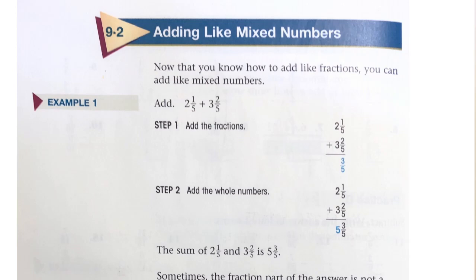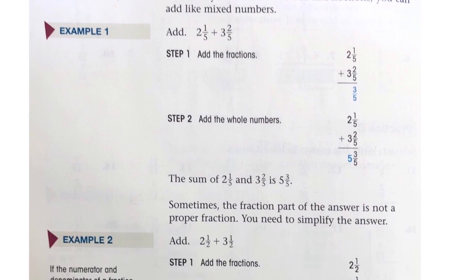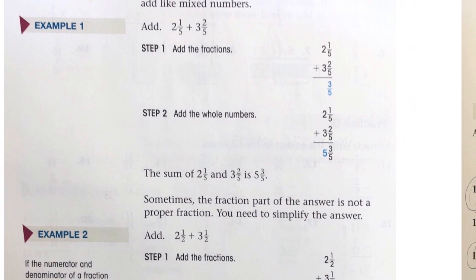Basic Math, Chapter 9, Section 2, Adding Like Mixed Numbers. Now that you know how to add like fractions, you can add like mixed numbers. For example, add 2 1/5 plus 3 2/5.